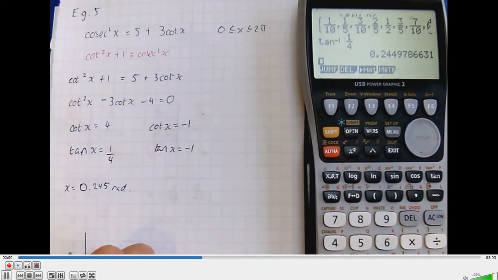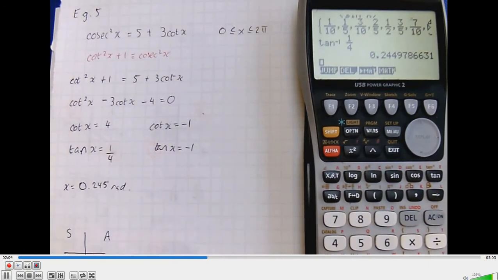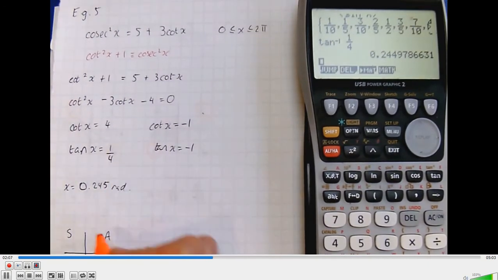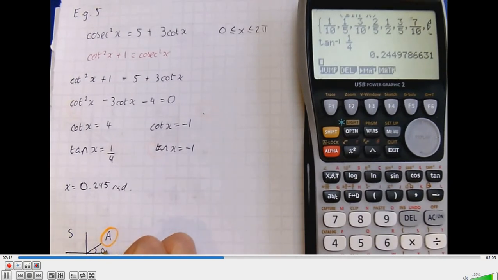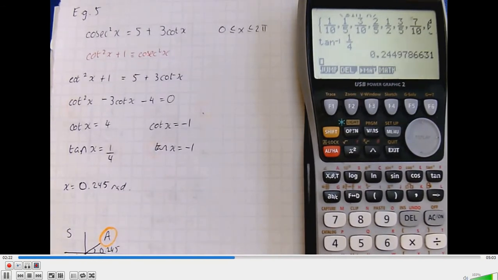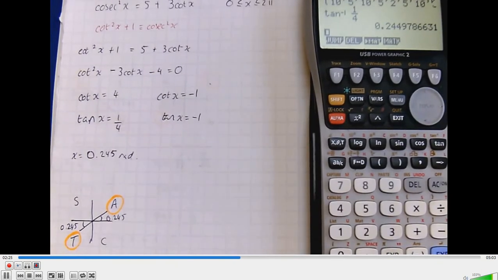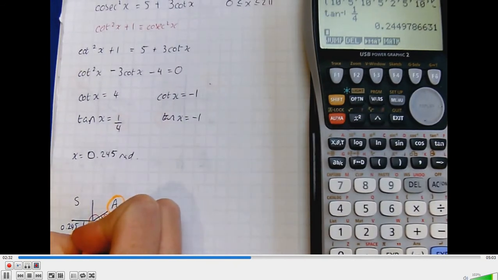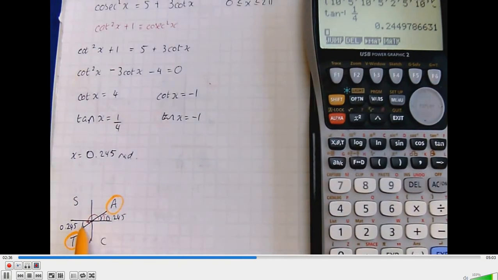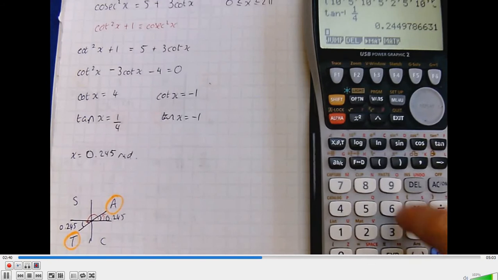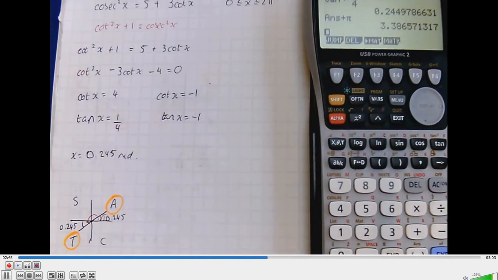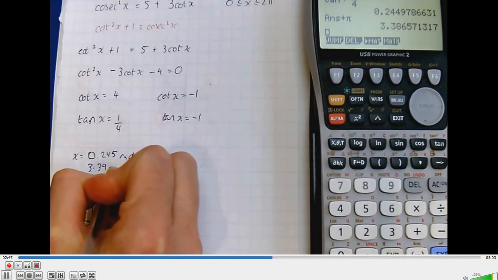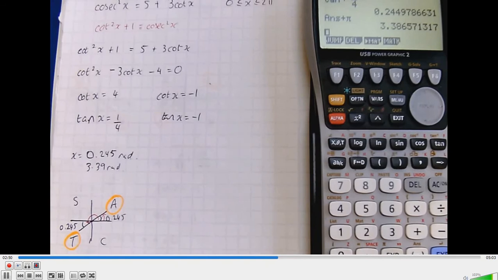I will draw a CAST diagram to help me. I know that tan is positive in the A and the T quadrants. That's where we draw our angles. We know that this one is 0.245, so the angle made with the x-axis over here is also 0.245. Let me just move that so you can actually see the CAST diagram. There we are. And then we go from 0 anti-clockwise to 2 pi. So we've already got the first angle. The second one, if we do pi plus 0.245, that will give us our value, which is 3.39. And that's all of them up to 2 pi. Let's look at the next one.